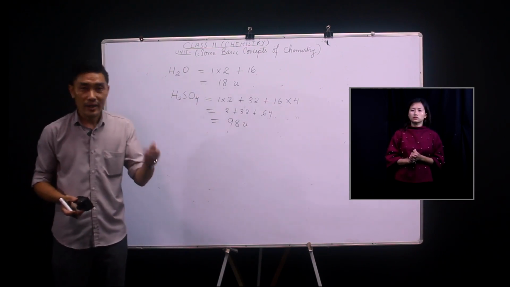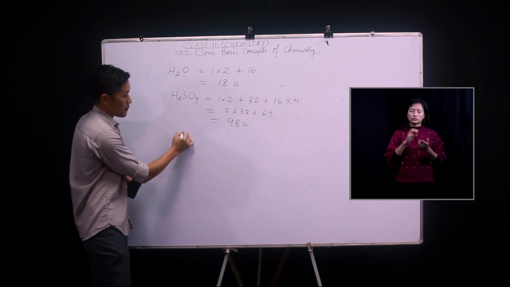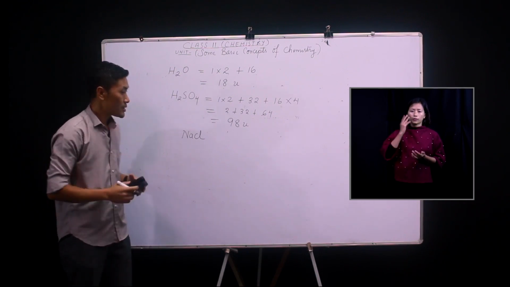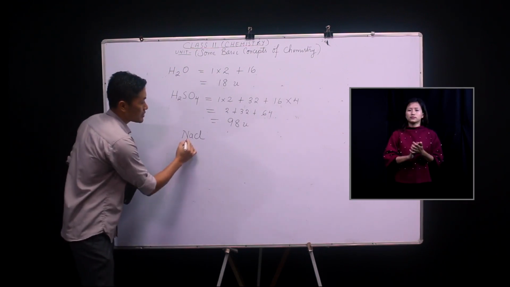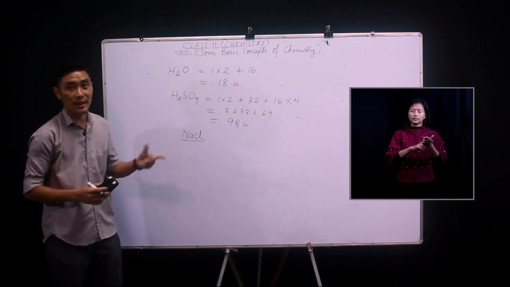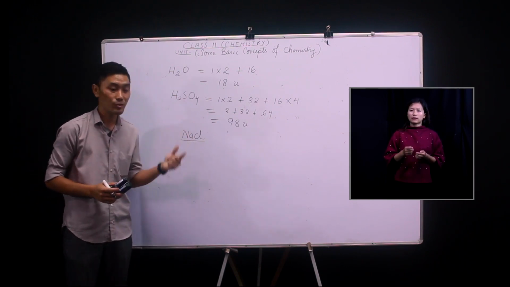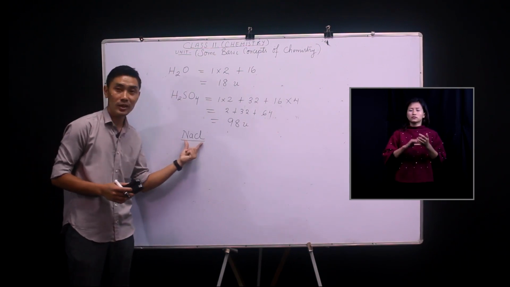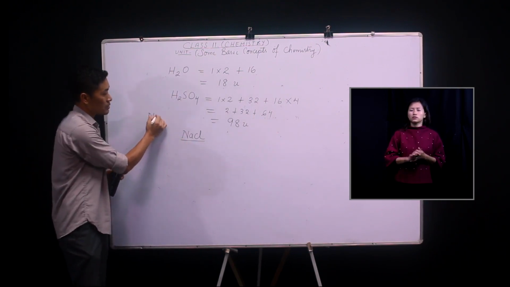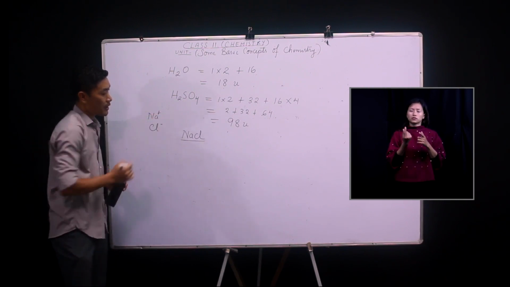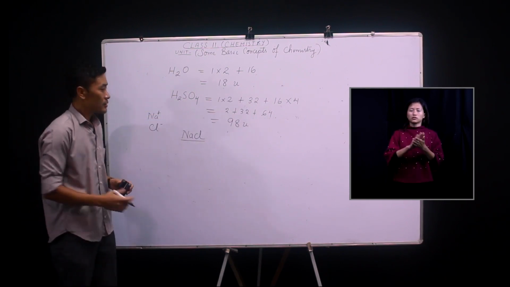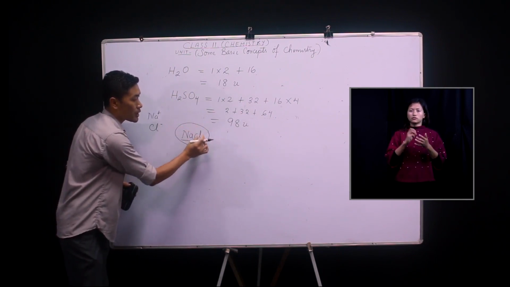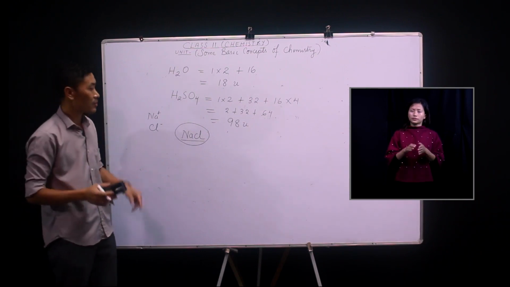But for ionic compounds like NaCl, sodium chloride, we represent it by NaCl, but this is not the actual molecular formula of NaCl, because in NaCl we don't have NaCl molecules. We have sodium ions and we have chloride ions. So this just represents the ratio in which sodium and chloride ions are present in one crystal of NaCl.